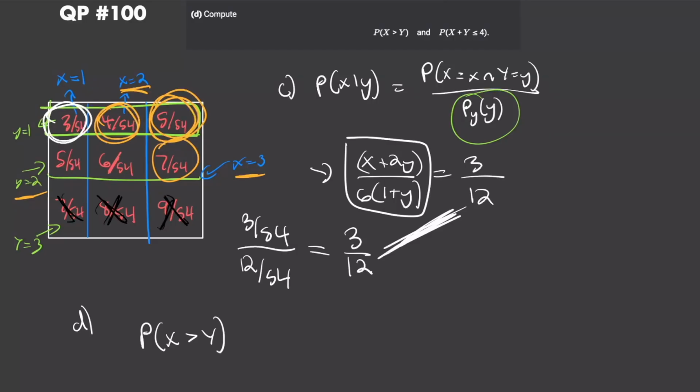So now all we have to do is just sum up these orange boxes. That's pretty simple. 5 plus 7 plus 4, that's 9 plus 7, that's 16 out of 54. Then this simplifies here to 8 on 27, so that's our answer for this part right here.